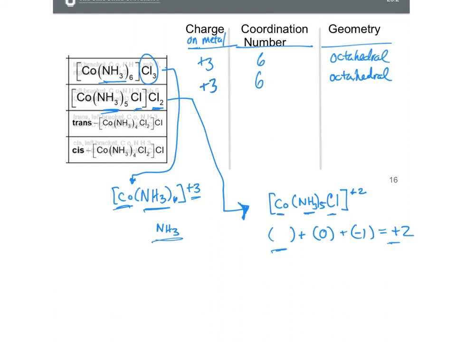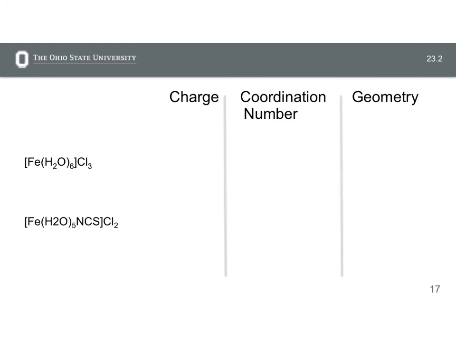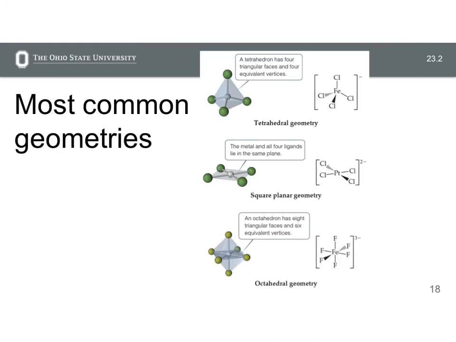And if you go through and do the remainder of these, the cis and trans isomers are going to be exactly the same as each other, and those also are the same as what's already written up here. So you should have +3 charge on the metal for everything, coordination numbers of 6, and all octahedral geometries. So that wasn't so super exciting. Okay, let's keep going.